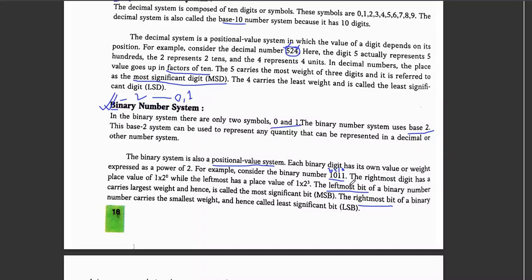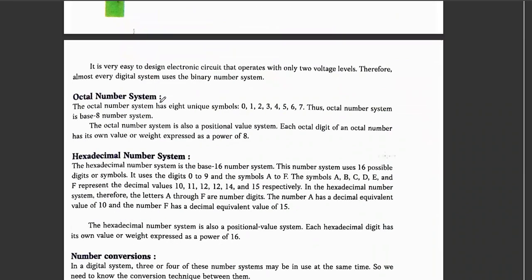Most significant bit, MSB, means most significant bit. LSB means least significant bit. MSD means most significant digit, and LSD means least significant digit. Okay, that's it. So next is the octal number system.